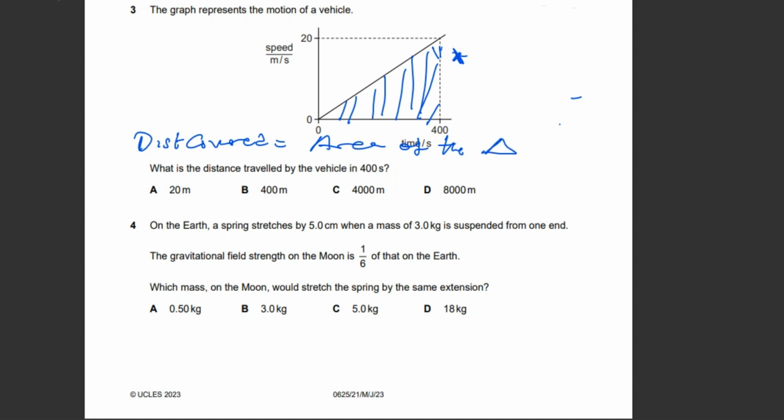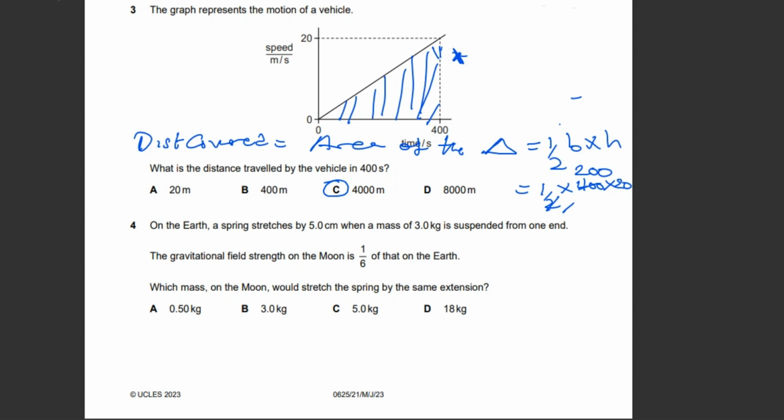So we can move on from there. What's the area of a triangle? That's half base times what? Height. So this gives us what? Half multiplied by the base, which is 400, multiplied by the height, which is 20. So this here gives me 200 times 20, that's 4,000 meters, and our answer here is C.